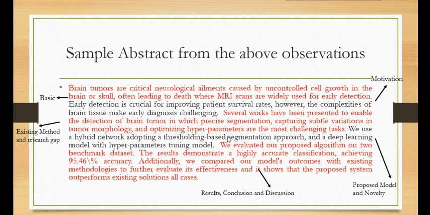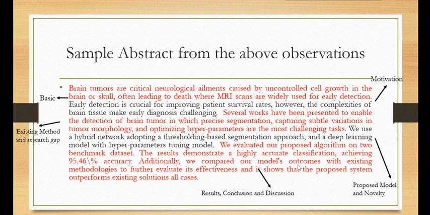So then we start evaluating. We evaluated our proposed algorithm on two benchmark datasets. If you have dataset 2, 3, 4, or you have one dataset, you can mention it. So the result demonstrates what we get. The result demonstrates a highly accurate classification. That means you have used several classification accuracy metrics or accuracy parameters. If you know this, then you will easily get this point and achieve 95.46% accuracy.